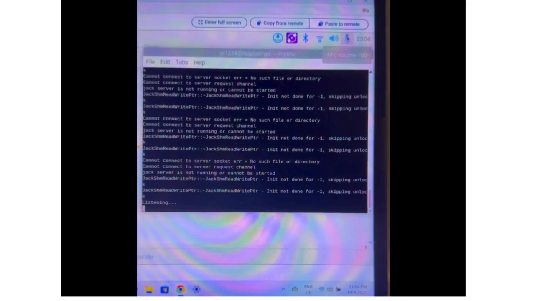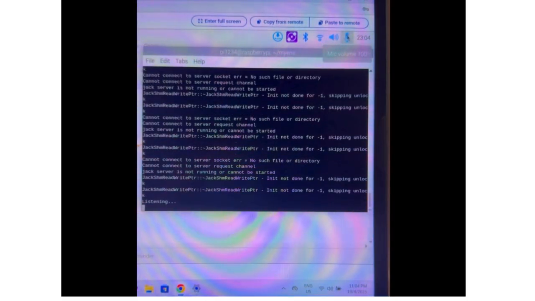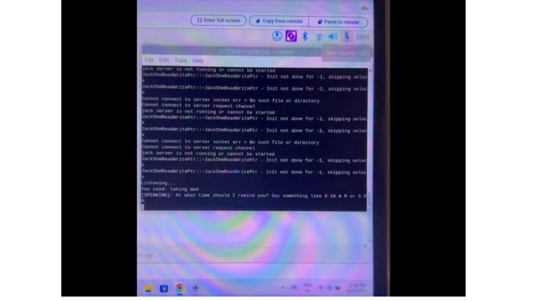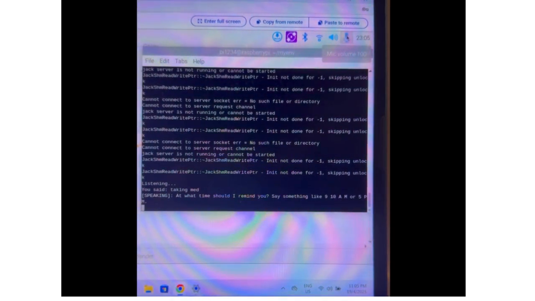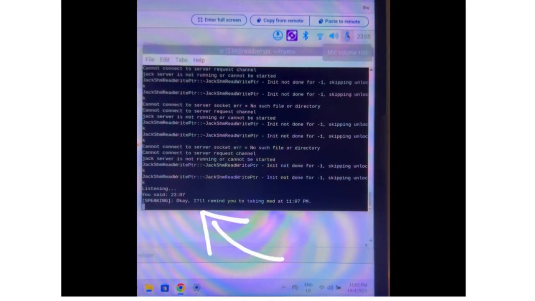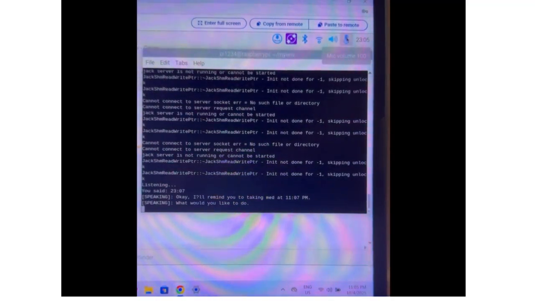Reminder. What should I remind you about? Taking meds. At what time should I remind you? Say something like 9, 10 a.m. or 5 p.m. 23:07. Okay, I'll remind you to take meds at 11:07 p.m. What would you like to do?